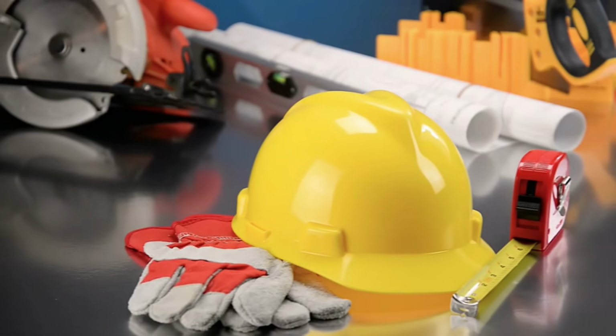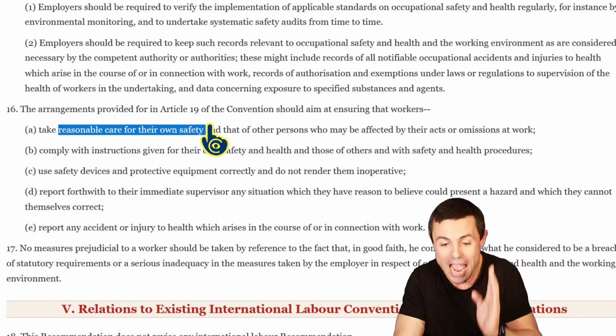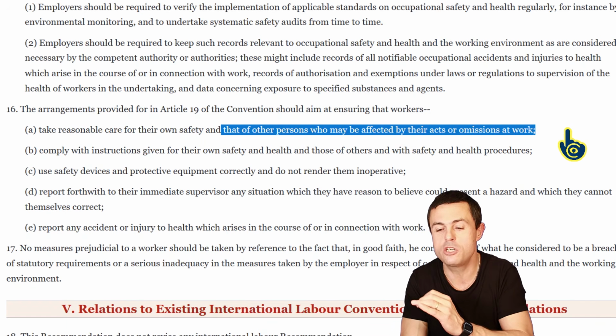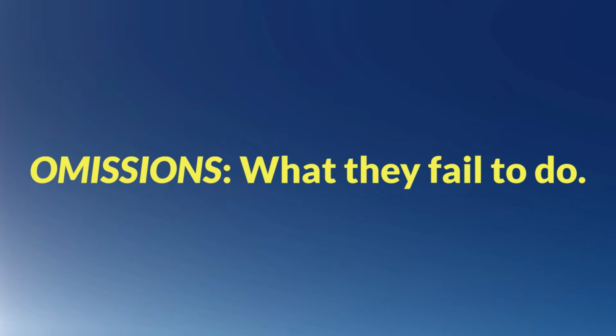All right, so to comply with that, the arrangements should aim at ensuring that workers take reasonable care for their own safety. You might have a scenario where workers are not taking reasonable care of their own safety. They're taking risks. Maybe they are not wearing the PPE that they're supposed to wear. So they are required to take reasonable care for their own safety and that of other persons who may be affected by their acts or omissions.